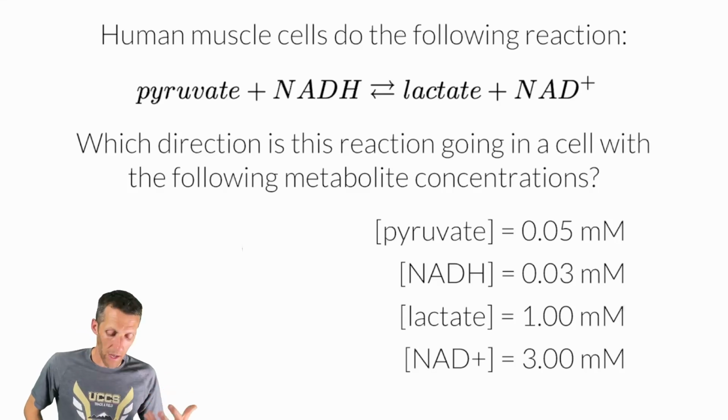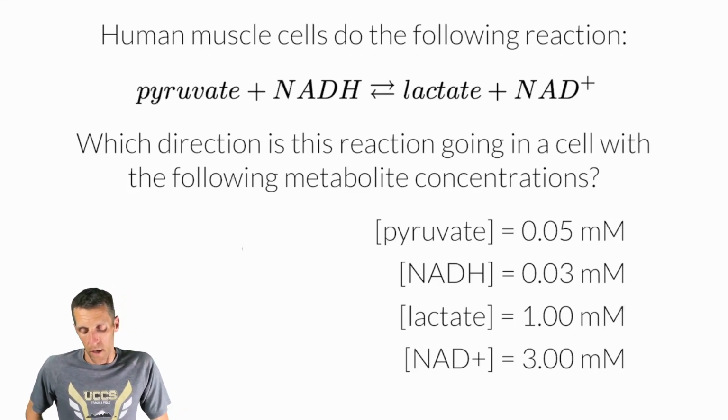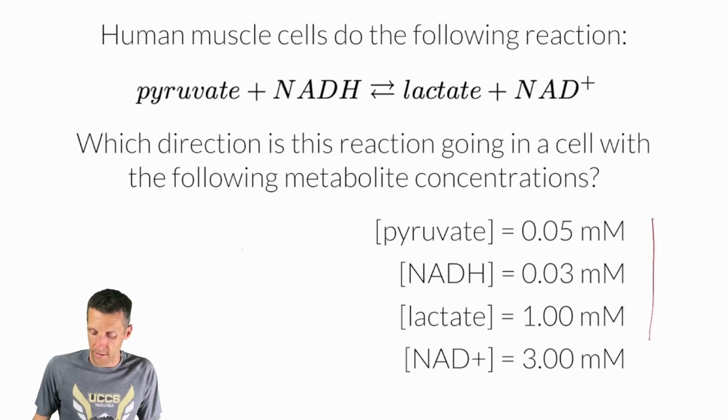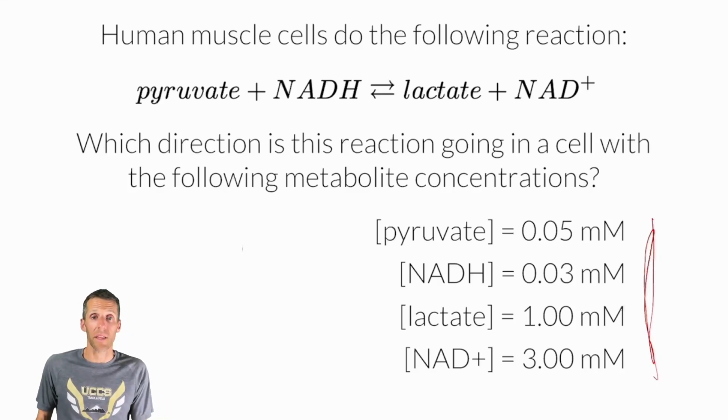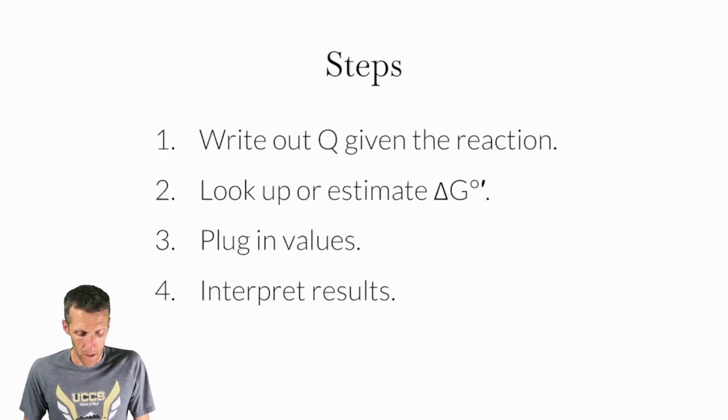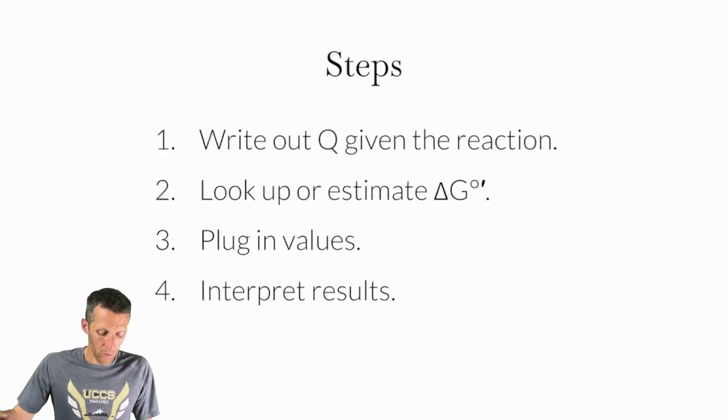Okay, cool. So now let's actually do this as a calculation. Here again is our reaction, pyruvate going to lactate with NADH and NAD+. This is a cell and it's got the following concentrations of things. How do we calculate that as our free energy? Which direction is favored? Here again are our steps: write out Q, look up or estimate delta G naught prime, plug in values, and interpret the results. So let's just do it.